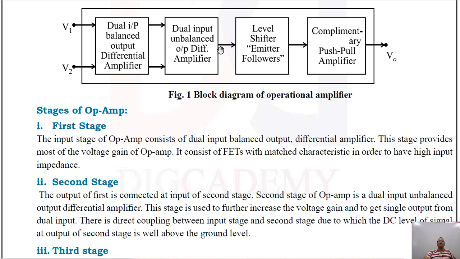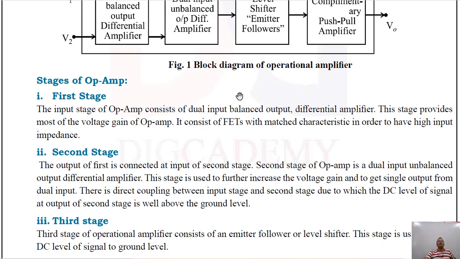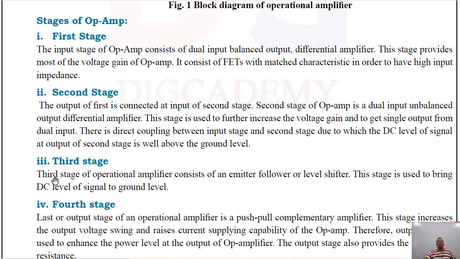So to bring back that ground DC level at the output of second stage back to ground or back to zero, we have the level shifter, which is an emitter follower circuit. You can see the third stage of operational amplifier consists of an emitter follower or level shifter.